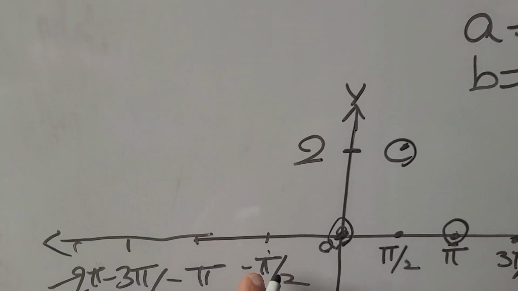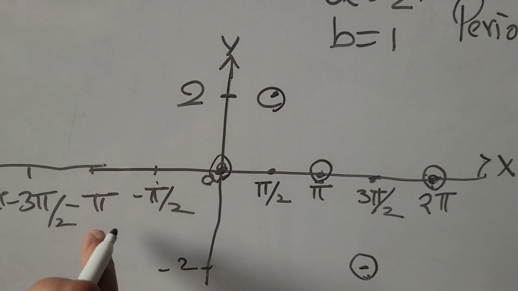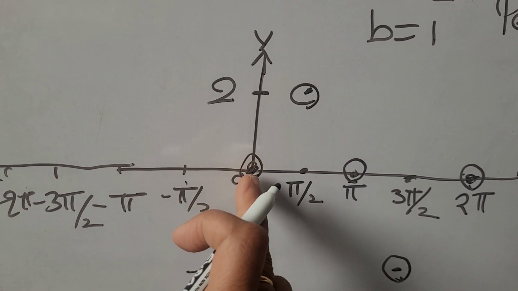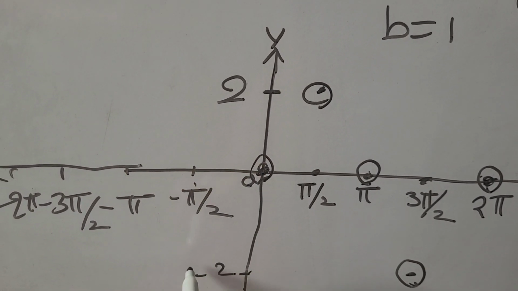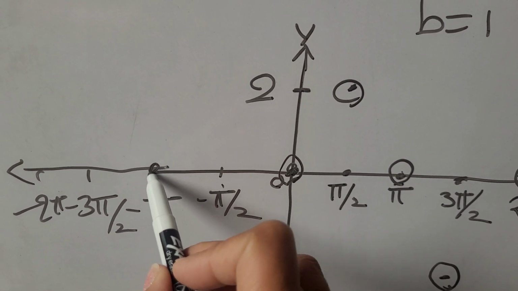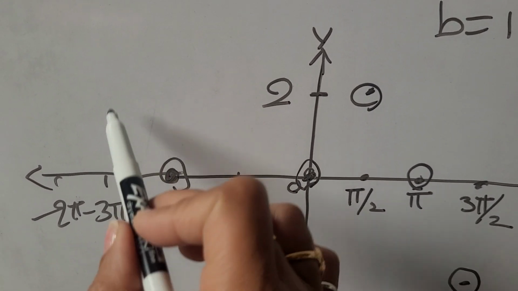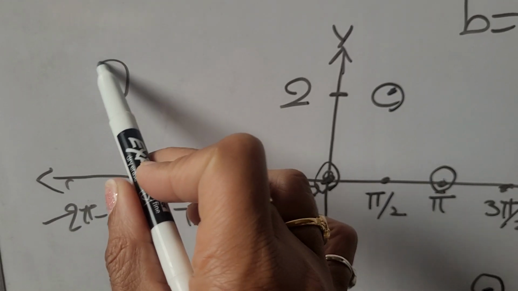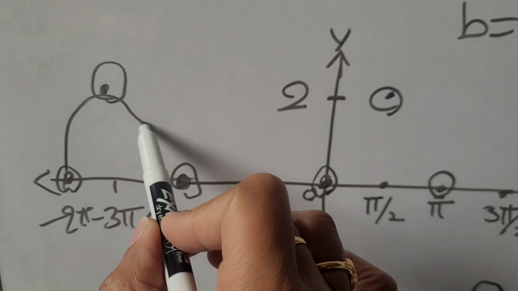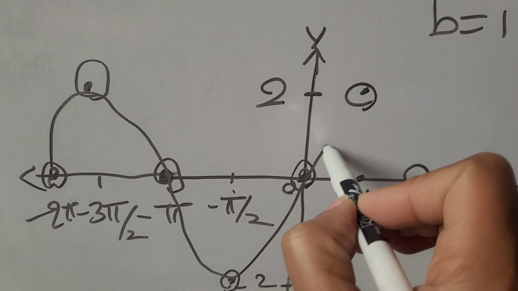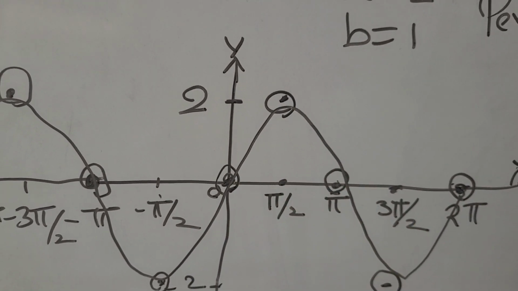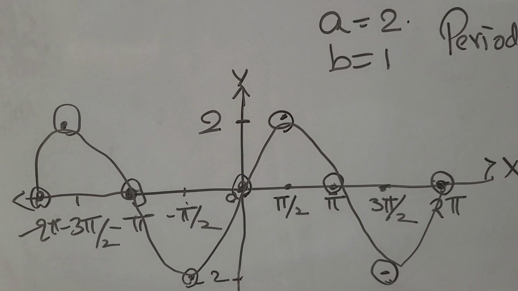Similarly, when you replicate the same thing towards the negative x-axis, I'm going to get the values as for 0, it is 0. And for minus pi by 2, I'm going to get the value at minus 2. And for minus pi, I'm going to get it at 0. And for minus 3 pi by 2, I'm going to get the value at top here. And for minus 2 pi, bottom. Now I'm going to join all of these points here. So joining all the points all the way till 2 pi, here is the graph.